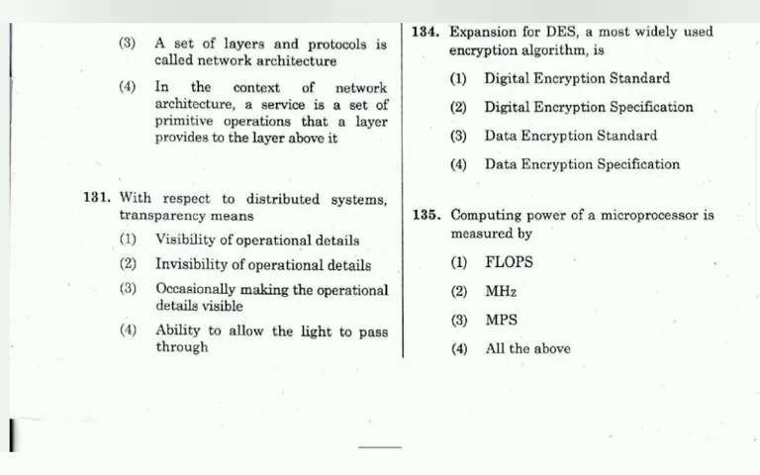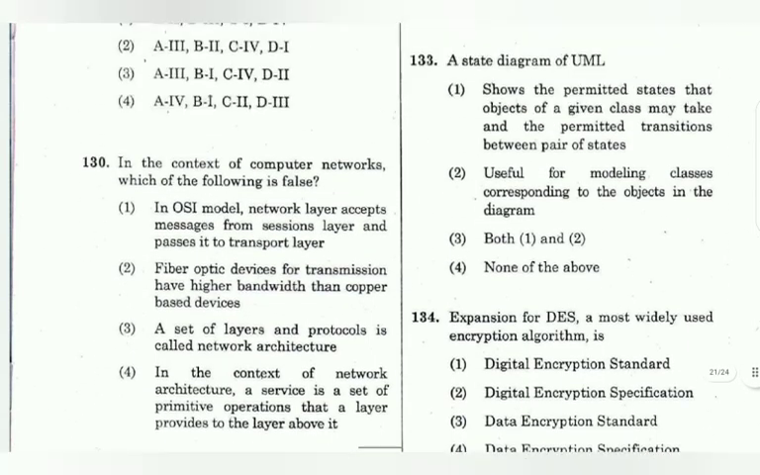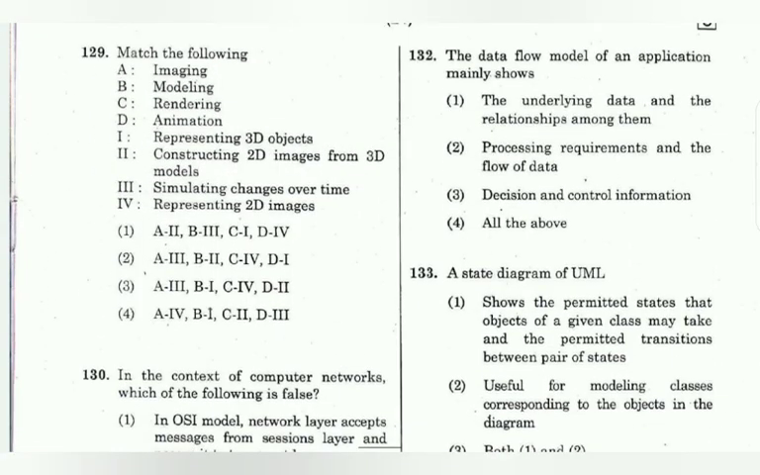Next one, 132. The data flow model of an application mainly shows. The data flow model represents how data moves through a system, including its processing and storage. So the underlying data and relationships, processing requirements and flow of data, decision and control information, all these are correct. So all of the above is the correct answer.